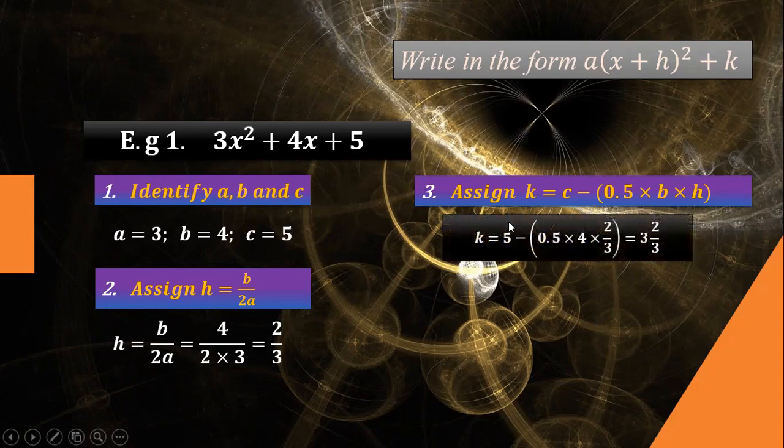So it looks like this. With 5, minus sign, open brackets, 0.5, multiplication sign, b, which is 4, goes here, multiplication sign, h, which is 2/3, goes here, close brackets. Enter it exactly as you see here into your calculator. You have 3 and 2/3. Verify this with your calculator, and then unpause the video, and you can move on.